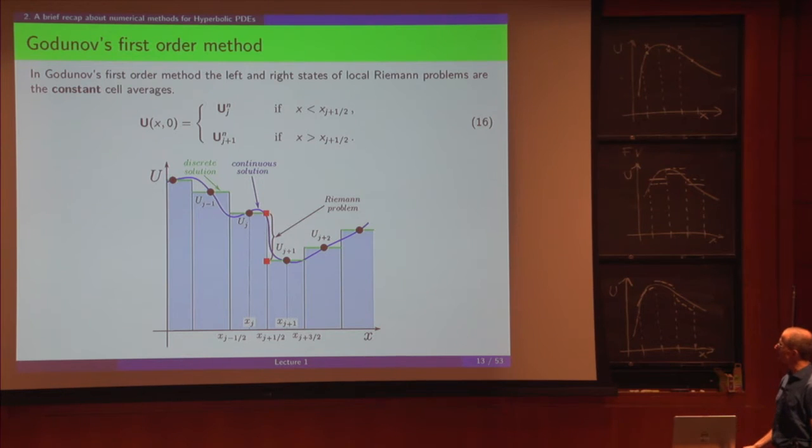In the Godunov first order method, at each interface between adjacent cells, we are assuming that the left and right states of the Riemann problem are just given by the constant cell averages. So it assumes a piecewise constant approximation within the cell. This is the green line here everywhere, and gives you, you see here, uj and uj plus 1 are the left and right states. So if you do the analysis for a linear equation, for example, the linear advection equation, you will immediately see this is only first order accurate in space and time.